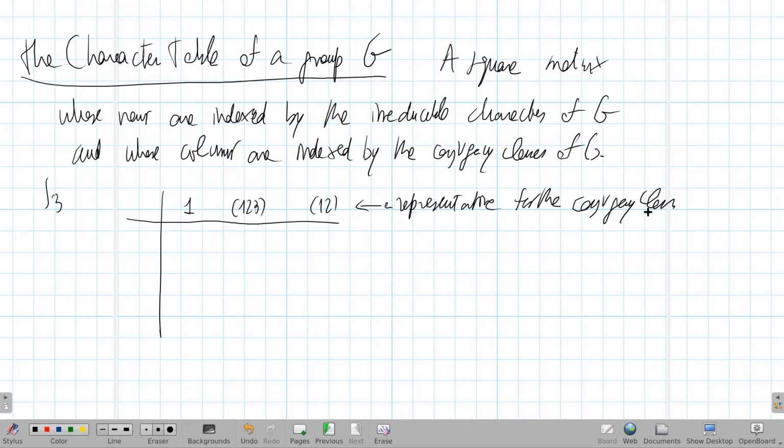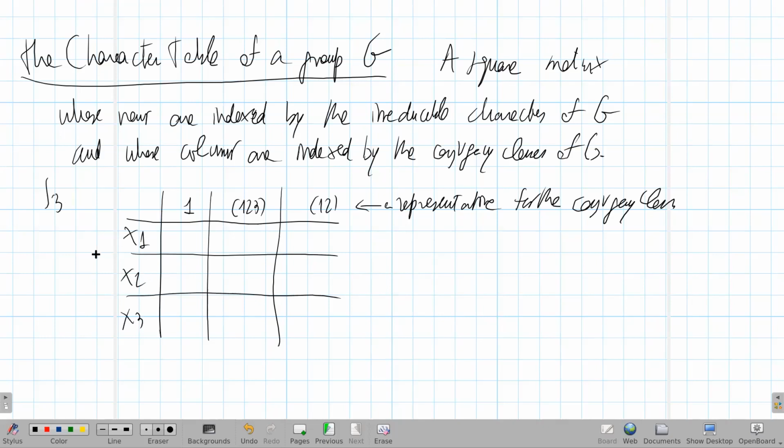Okay? And then, since we know that the number of conjugacy classes is the same as the number of irreducible characters, we know that this must be a 3 by 3 matrix, okay? And here we'll have the values of 3. So S3 will have 3 irreducible characters.